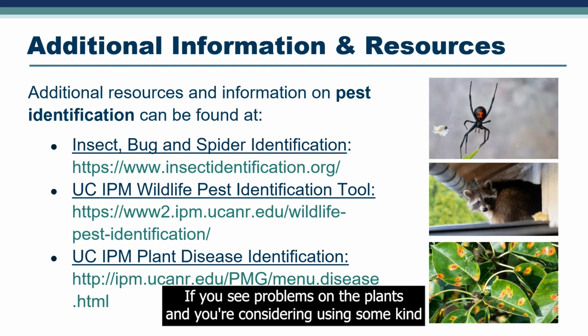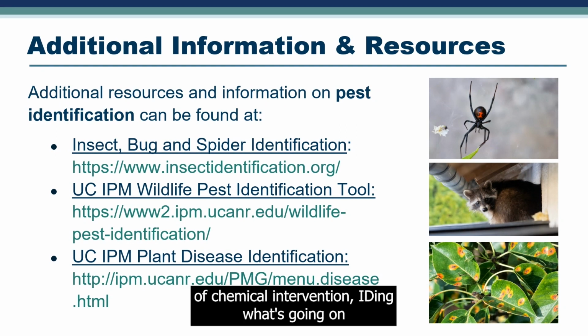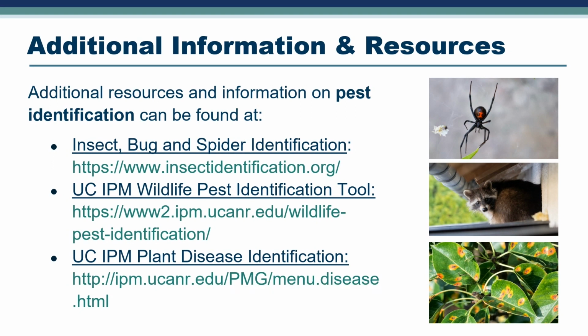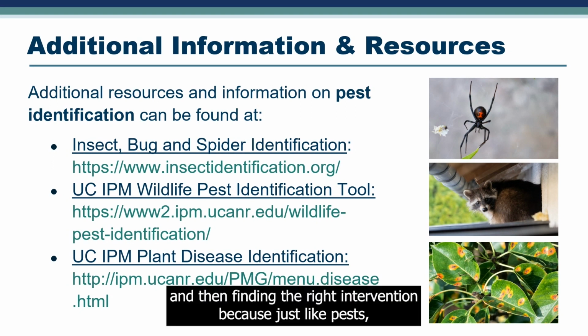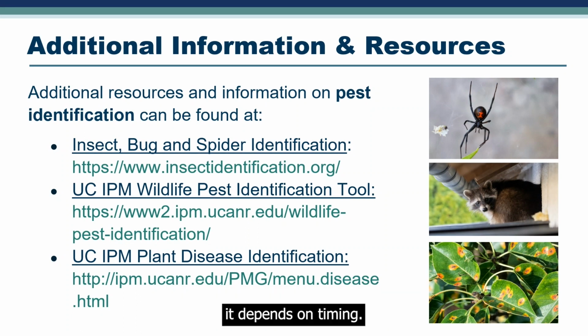If you see problems on the plants and you're considering using some kind of chemical intervention, IDing what's going on and then finding the right intervention is important, because just like pests, it depends on timing and when you use things.